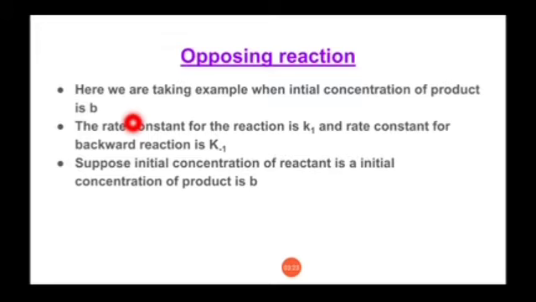Here again we are taking the same reaction, that A converts into B, where the rate constant for the forward reaction is K1 and the rate constant for the backward reaction is K minus 1. Suppose the initial concentration of reactant is small a and the initial concentration of product is small b.